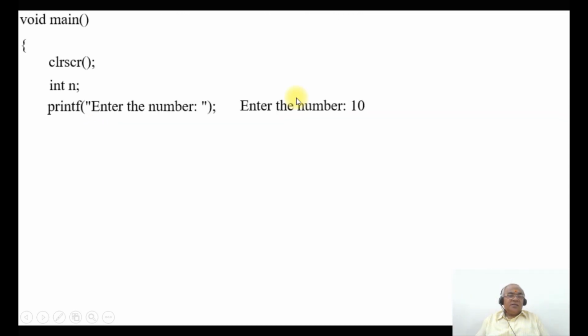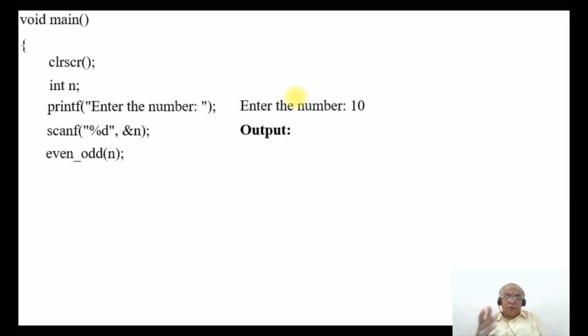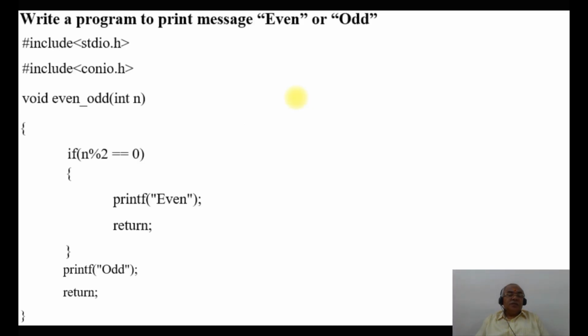Once you get that, the control immediately shifts over with the number 10 which I have entered. The control transfers to this function, so the number n is 10. Is 10 mod 2 equal to 0? When the number 10 is divided by 2, the remainder becomes 0. 10 divided by 2 is 5, 2 into 5 is 10, 10 minus 10 is 0. So the remainder is 0.